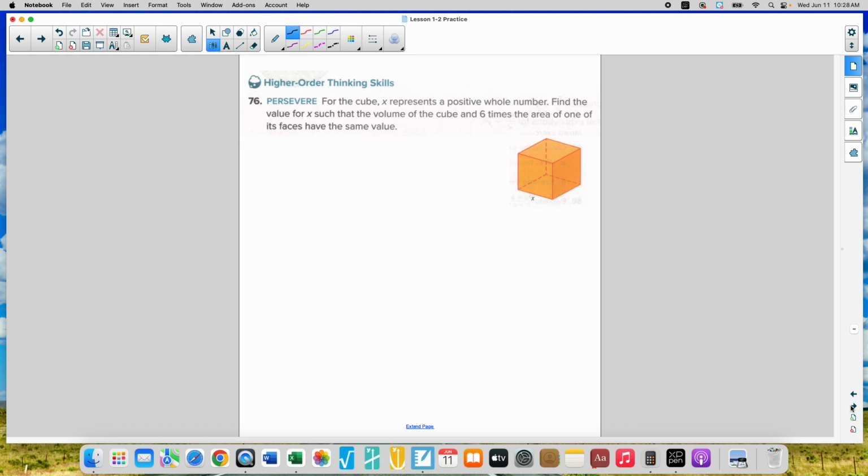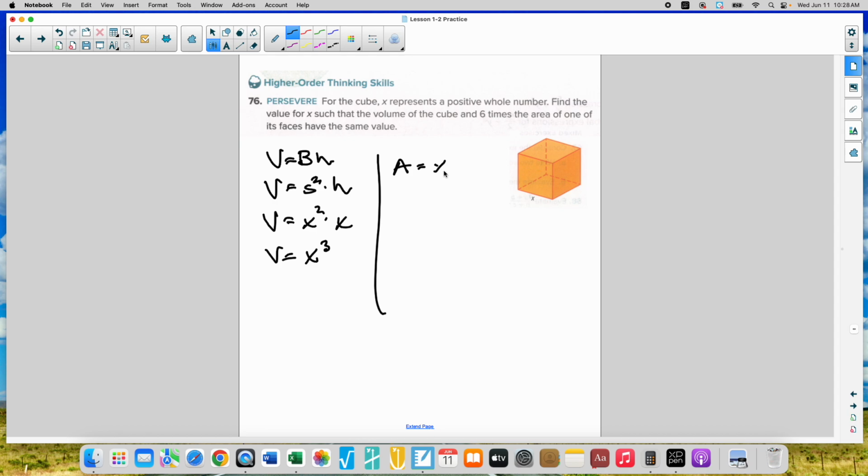For the cube, x represents a positive whole number. Find the value of x such that the volume of the cube and 6 times the area of one of its faces have the same value. So the volume, which is big B times h, the base shape is a square, so s squared times height. So a side is x, a height is also x, so we get the volume equals x cubed. And the area of one of the faces is x times x, or x squared.